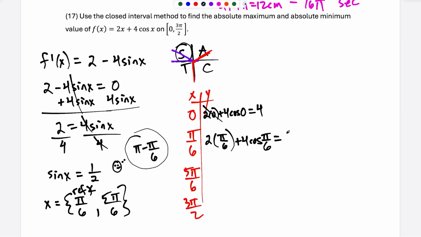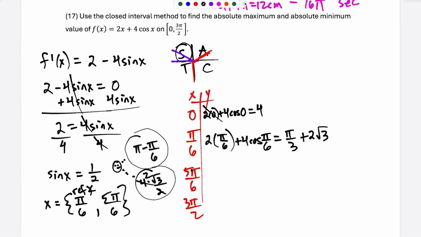And for this one, we're going to get pi over 3 plus, and then for this one, we have to know cosine of pi over 6 is radical 3 over 2. So what I'm thinking of for this, I'm just doing 4 times radical 3 over 2, and that's going to give us 2 radical 3 at the end. So we have pi over 3 plus 2 square root 3.